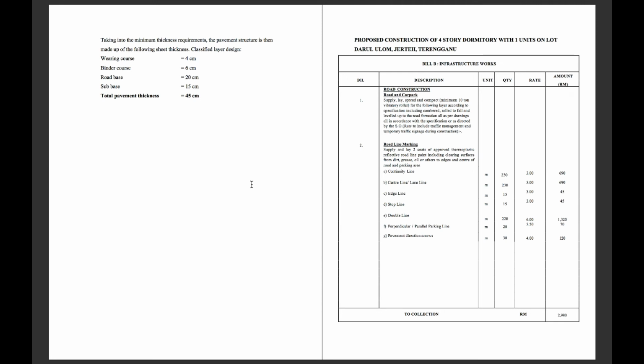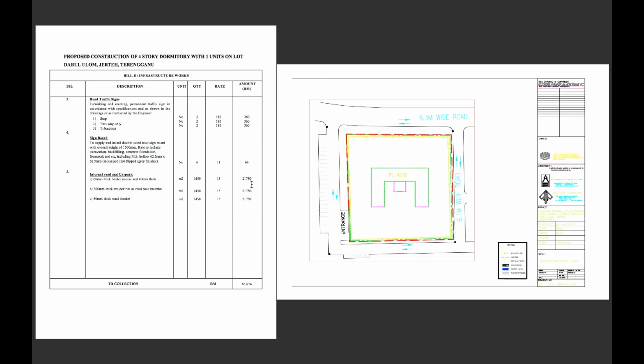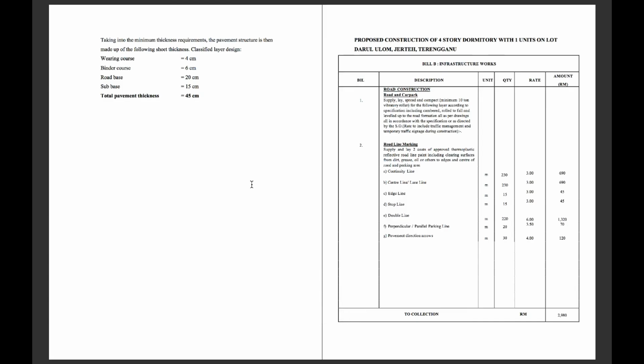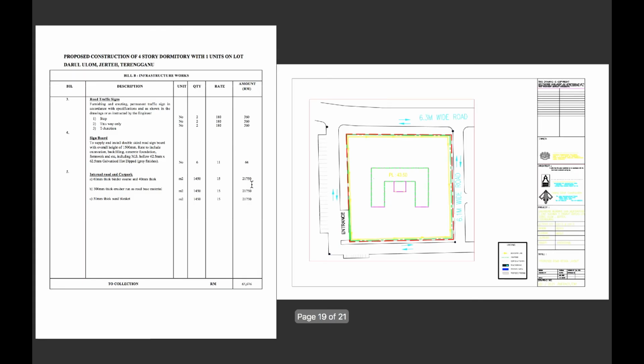This is the BQ for road construction, and the total for this one is 2,980 plus 65,676.